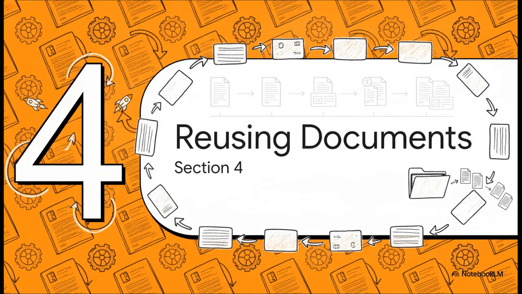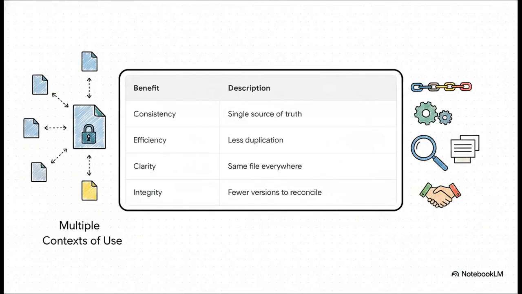Okay, so let's say we realize this great document can be used somewhere else. That brings us to Section 4, reusing documents. Let's talk about disciplined reuse. Pointing multiple contexts of use to the exact same file has massive workflow benefits. It builds consistency, giving you a single source of truth. It boosts efficiency because there's way less duplication. Reviewers get clarity by seeing the exact same file everywhere, and your ops team maintains integrity, meaning fewer divergent versions to reconcile. It's a win-win all around.